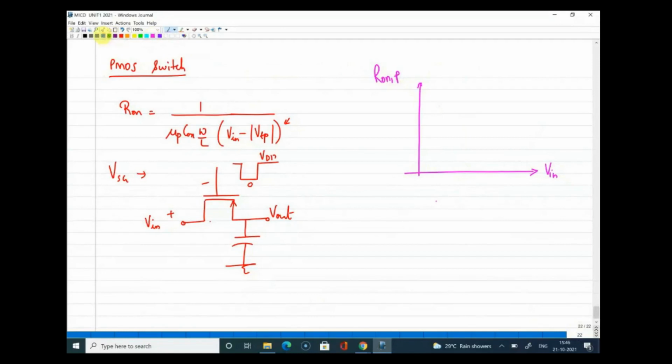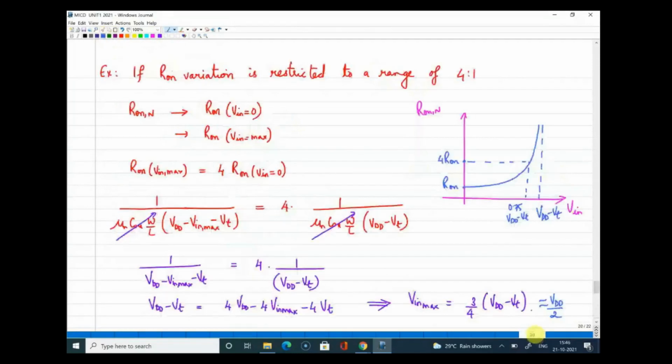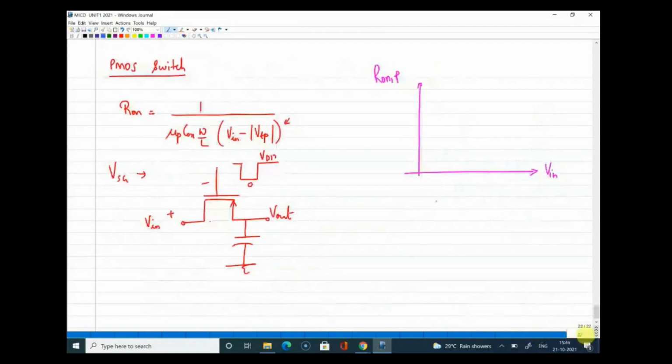In the case of NMOS switch, at VDD minus VT, the resistance became maximum. Now, similarly, at what voltage the resistance will become maximum in the case of a PMOS switch? Any guess? Can I get some response?